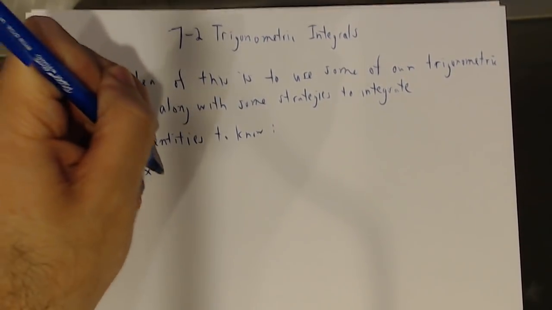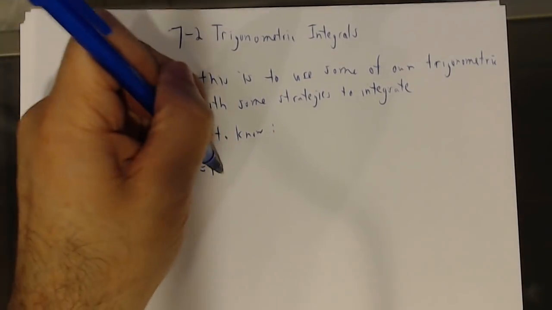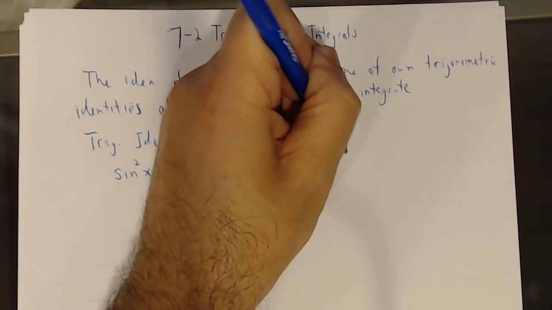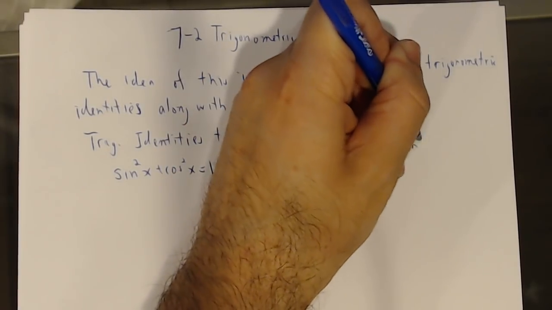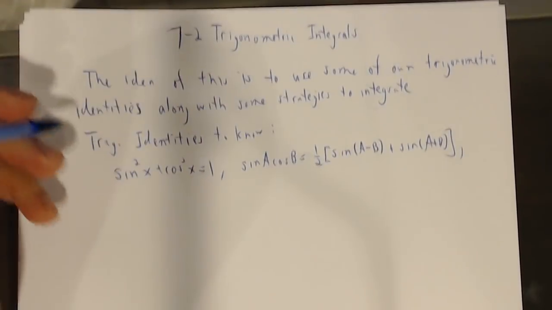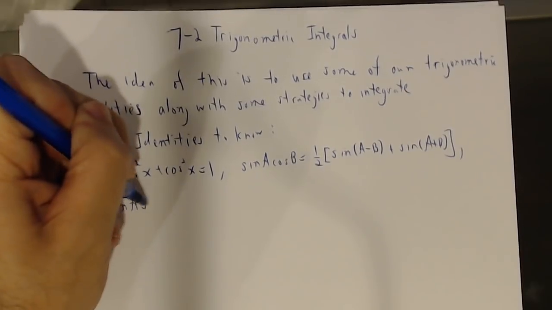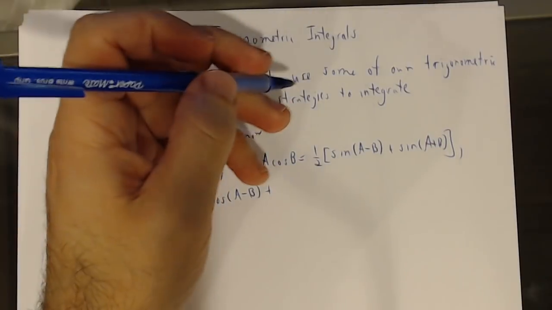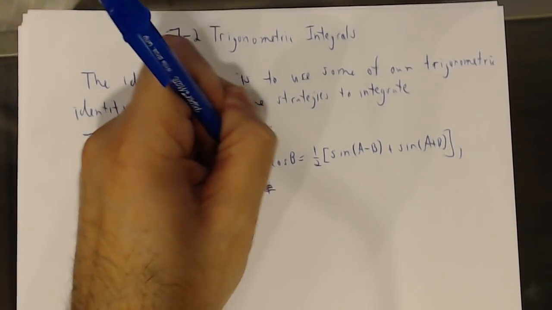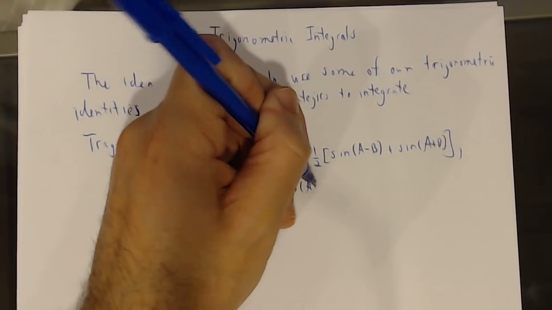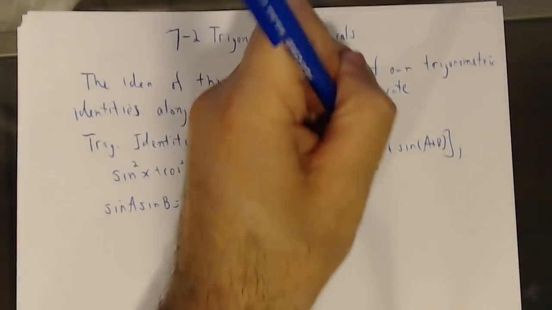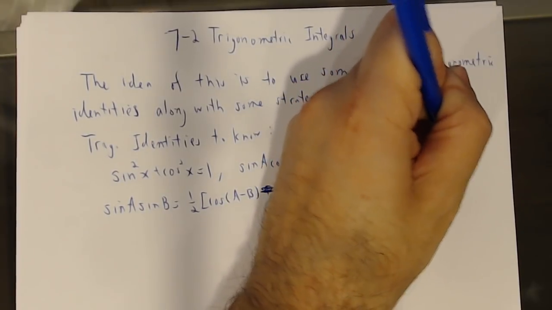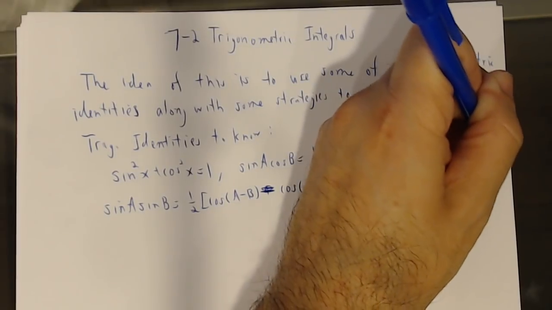obviously, this is pretty much the classic trig identity, sine squared x plus cosine squared x equals 1. We have sine A times cosine B equals 1/2 times sine of A minus B plus sine of A plus B. What else? We have sine A times sine B equals 1/2 cosine of A minus B, or sorry, it shouldn't be plus, it should be minus cosine of A plus B. And then we have cosine A times cosine B equals 1/2 cosine of A minus B plus cosine of A plus B.